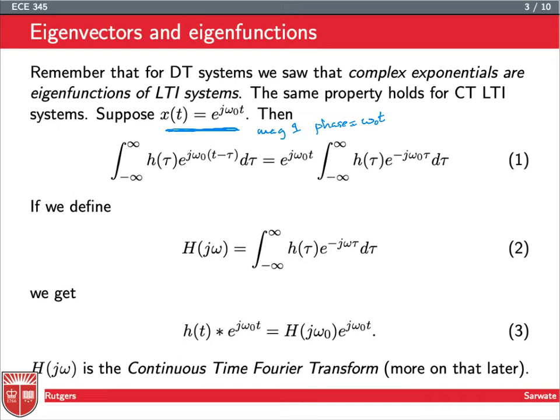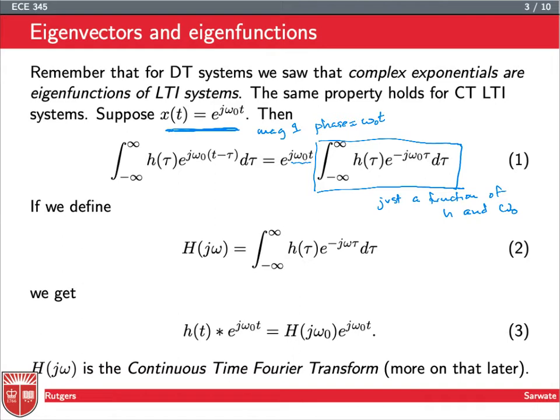Right, so we can plug this in to the convolution formula. We have the integral of h of tau times e to the j omega naught (t minus tau) d tau. From this we can pull out e to the j omega naught t, which doesn't depend on tau, so we don't need to worry about it inside the integral. And then we get this quantity over here, the integral of h of tau e to the minus j omega tau d tau. So this is just a function of h and omega naught.